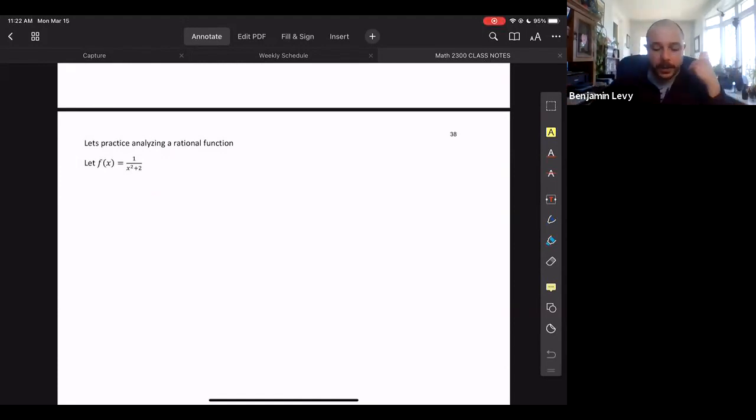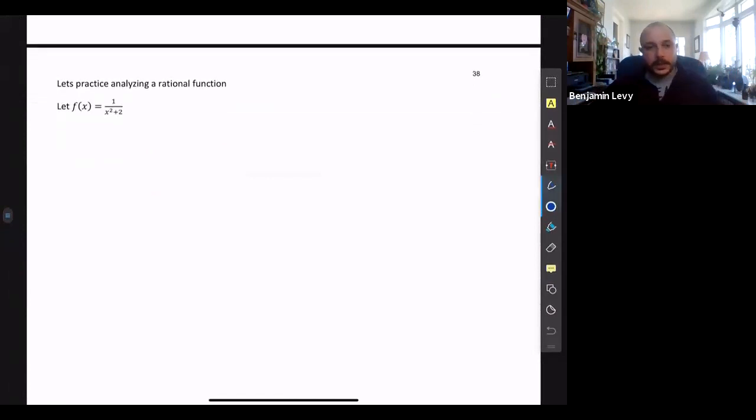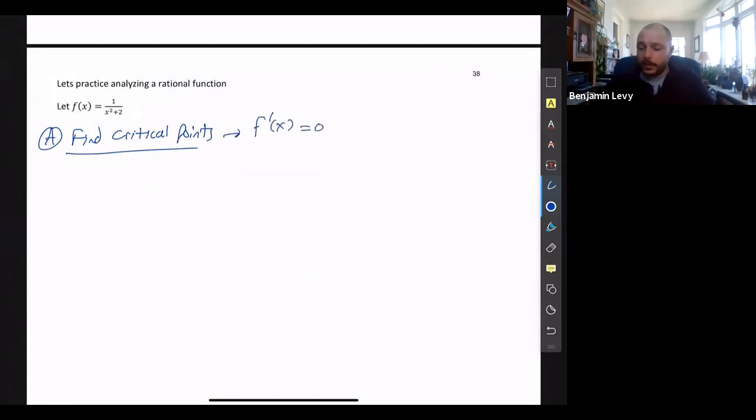Let's do the concavity thing, for example. We can do all those things. So let's practice this one. So we're going to find the critical points first. And we know that critical points, as we just clarified a second ago, critical points are where the first derivative is 0. So we want to take the first derivative and set it equal to 0.